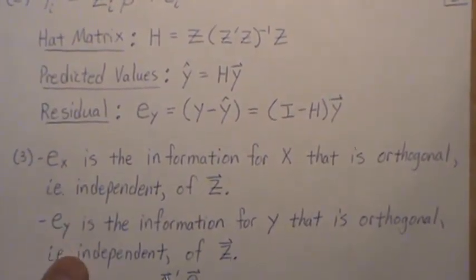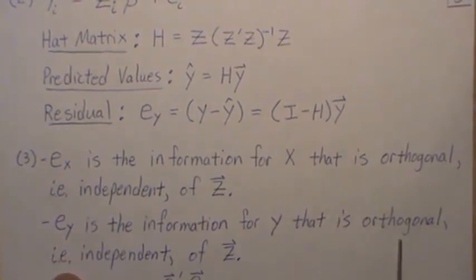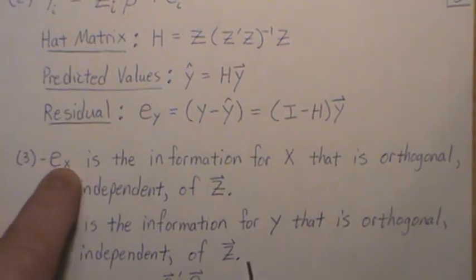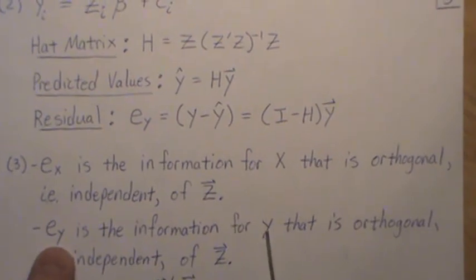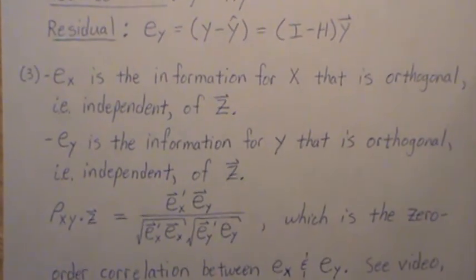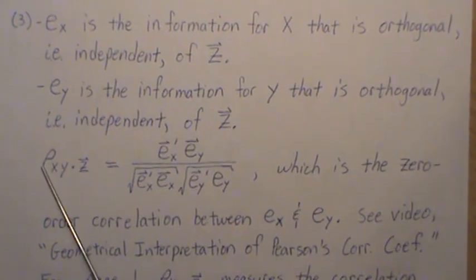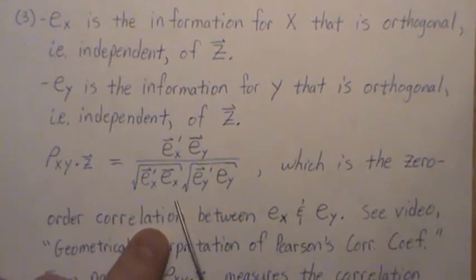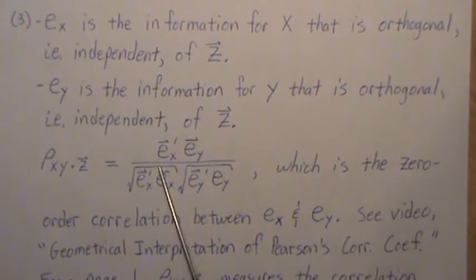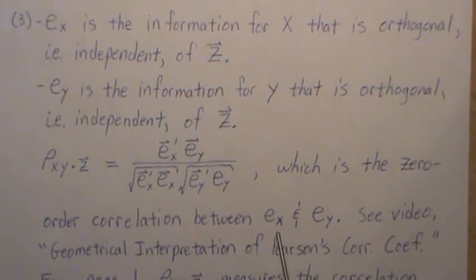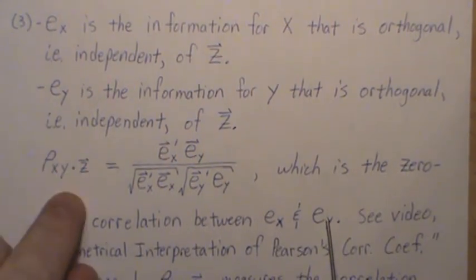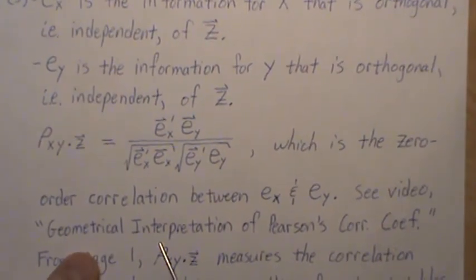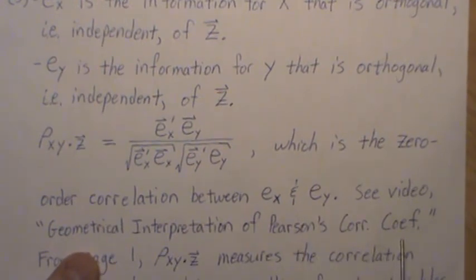And E of Y is the same thing. It's the information for Y that is orthogonal, which means independent, of Z. Now this is essentially X with Z removed, and this is essentially Y with Z removed. Now we just take the simple correlation between them. So we have a vector of numbers and a vector of numbers, and this ends up being the zero order correlation between these two residual vectors. But it equals this. See the video in this playlist that I call Geometrical Interpretation of Pearson's Correlation Coefficient.